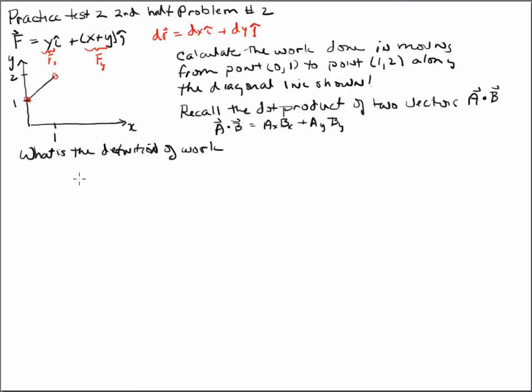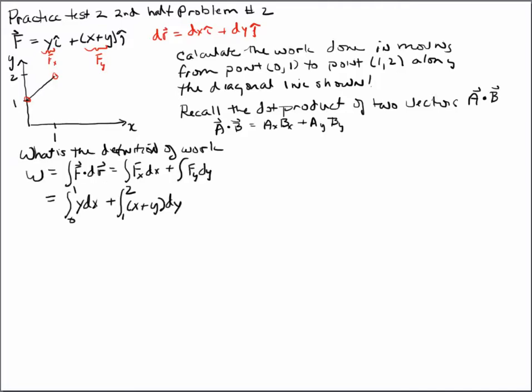So what is the definition of work? Well, it's simply that work is equal to the integral of F dot dr, which we can write based on this scalar product here as the integral of Fx dx plus the integral of Fy dy. Once again, I know what Fx and Fy are, and I can substitute that into the integrals. What are the limits of dx? Well, we go from 0 to 1 in the x axis, and for dy, we go from 1 to 2.